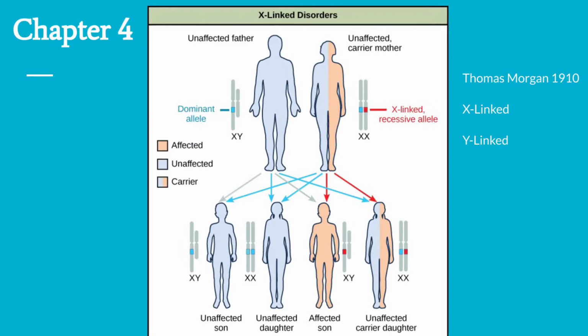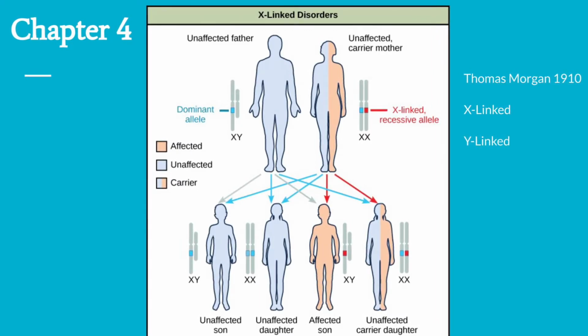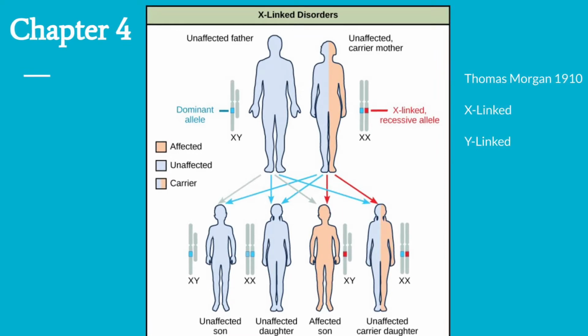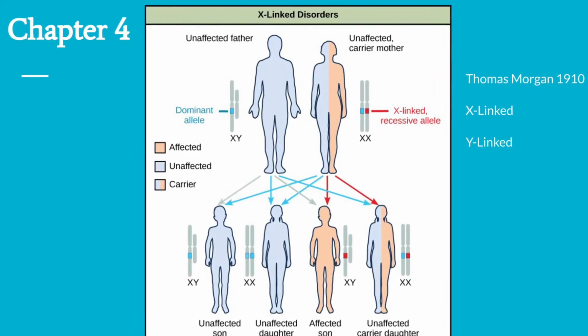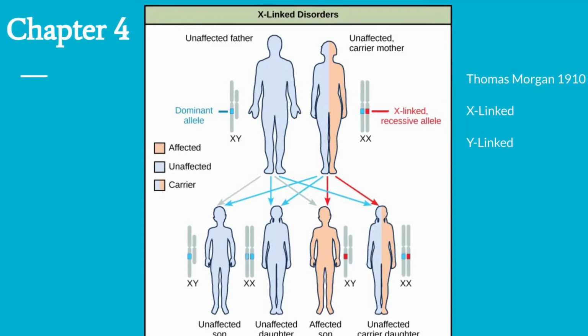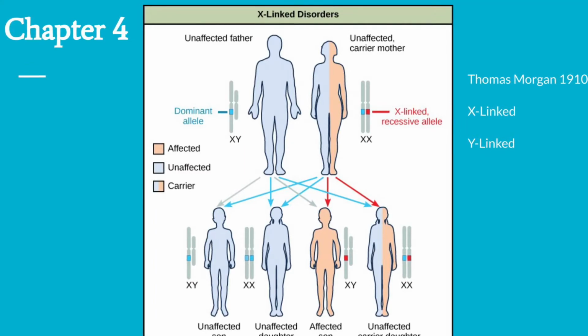Sex-linked genes were first discovered by Thomas Morgan in 1910 when he found a disproportionate percentage of white-eyed male fruit flies among his population. This topic was discussed in Chapter 4. Traits determined by the X chromosomes are termed X-linked, and those by the Y are Y-linked. X-linked traits can either be dominant or recessive.